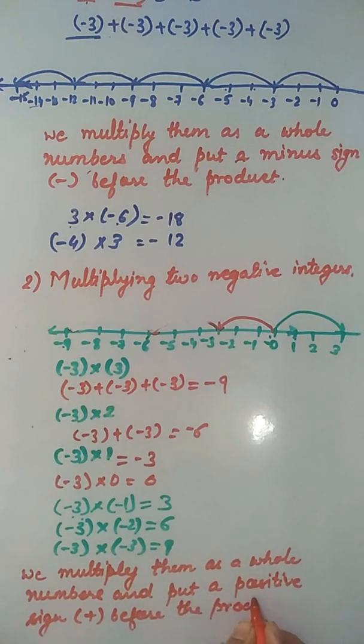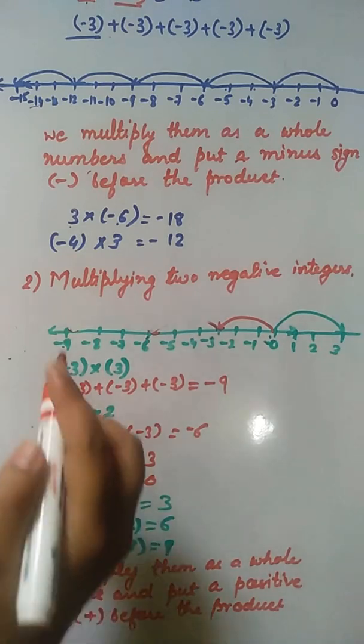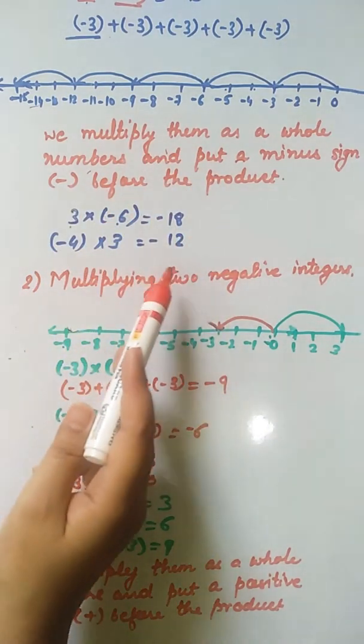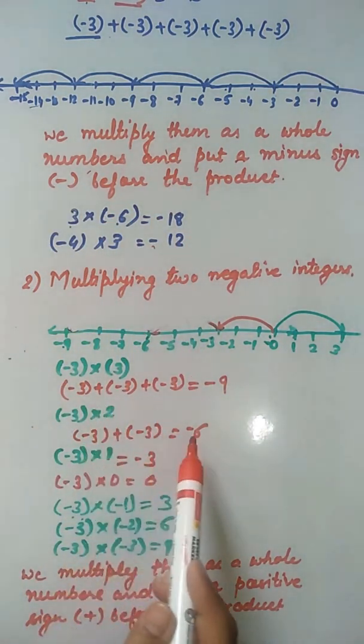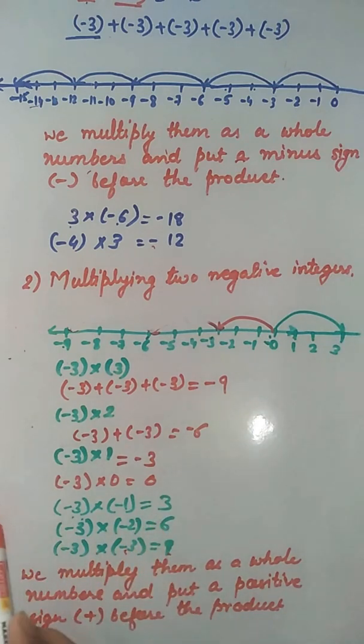So now have you understood the rule why we say that plus into minus is minus, and minus into minus is plus? When we multiply a positive and a negative integer, the answer will be minus, and when we multiply minus into minus, meaning two negative integers, the answer will be positive.